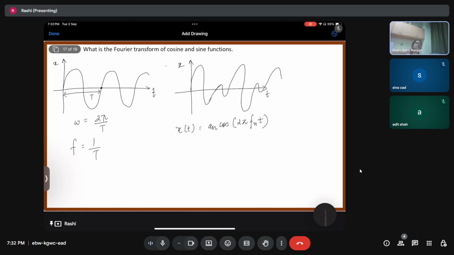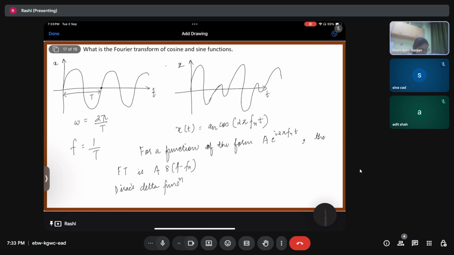Now you can see also how we obtain it, but over here I'm just going to write this thing, that for a function of the form a e to the power i 2 pi fn t, the Fourier transform is a delta f minus fn, where delta is nothing but the Dirac's delta function. Okay, a into delta of f minus fn.